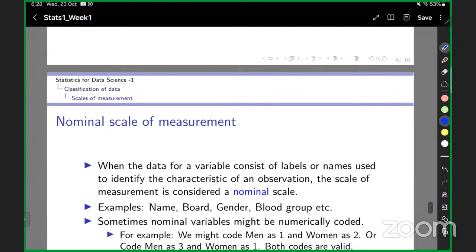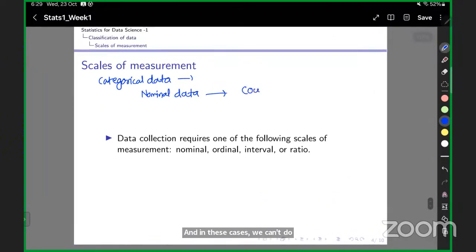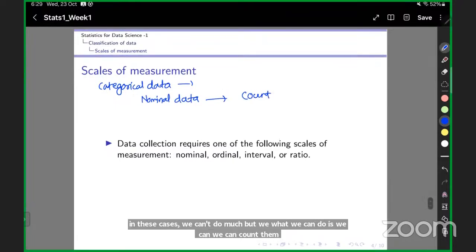When the data for a variable consists of labels or names used to identify the characteristic of an observation, the scale of measurement is called nominal. So we have labels or names, but we are just identifying the characteristic of an observation. Say we are writing names, genders, the location they are coming from, what job they are doing. All these kinds of things are nominal data. In these cases we can't do much, but we can count them. Nothing else, like ordering them or adding them.